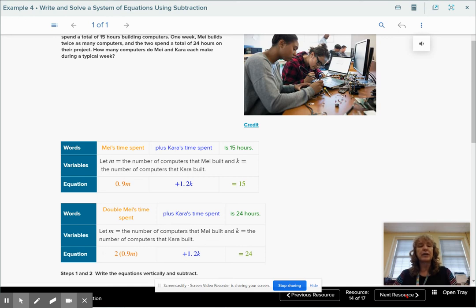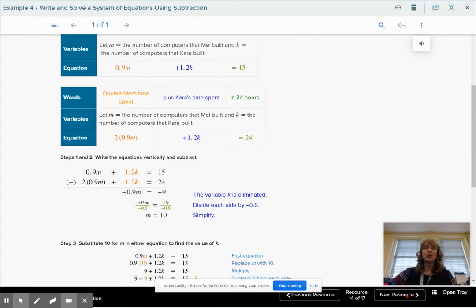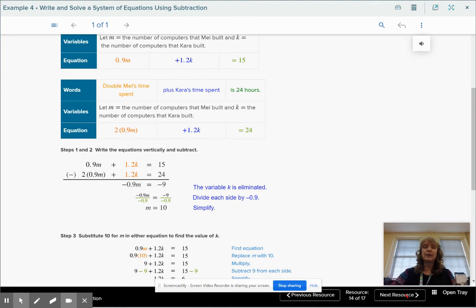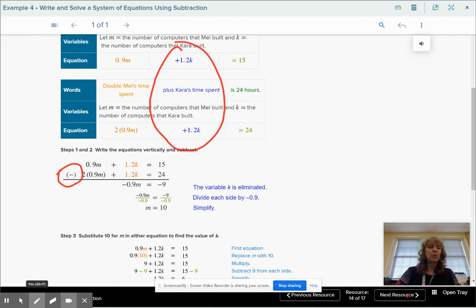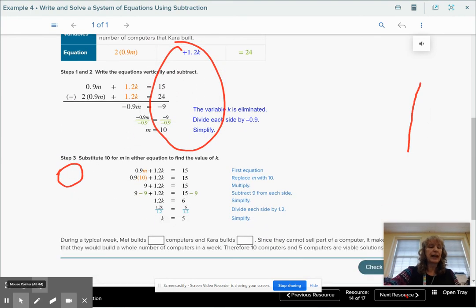So our second equation is 2 times 0.9m, because it was Maya who made twice as many, plus 1.2k equals 24. So these are the two equations that you're going to use to solve how many Maya built and how many Kara built. And then all you do is put them together. In this case, the like terms you're going to eliminate are Kara's computers. You should notice that you have to subtract. So they've put together the equation for you. Let's take a look at how they solve it.